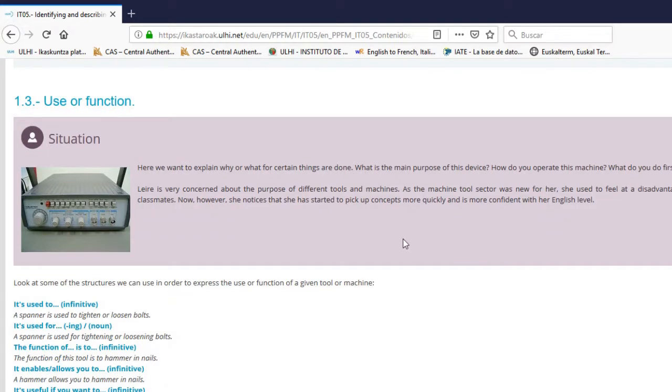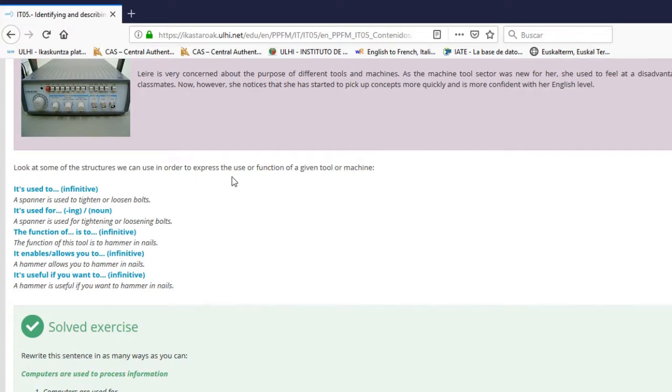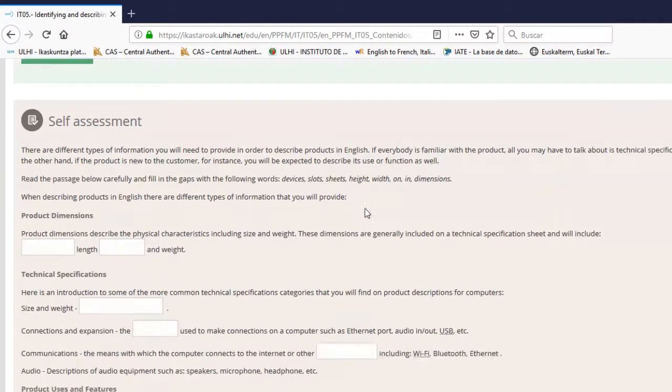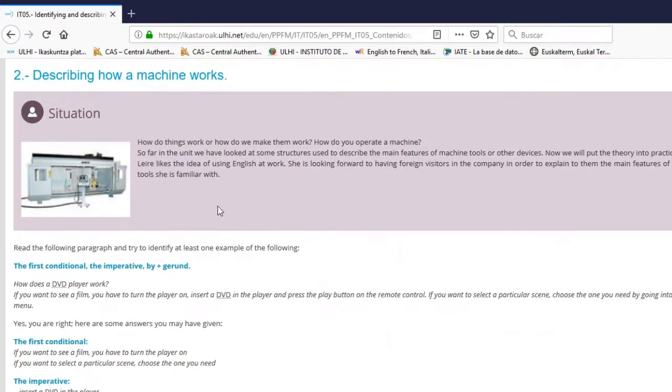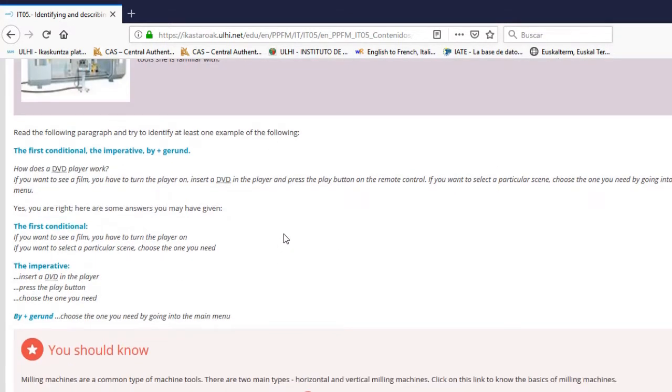In 1.3, we learn to explain what things are done for and what is the purpose of a certain device. Then you have some very useful structures you can use, such as it's used for, the function of is plus infinitive, etc. We will continue to point 2, where we learn to describe how a machine works, and we study some grammar. We study the conditionals in this case, and we also study the imperatives.